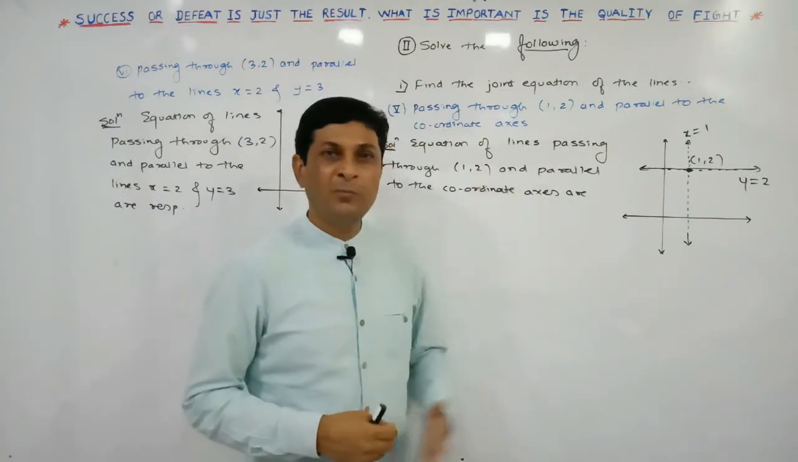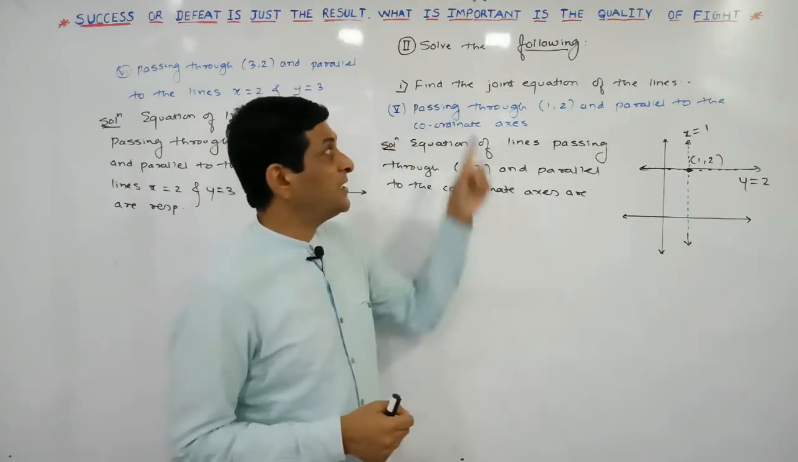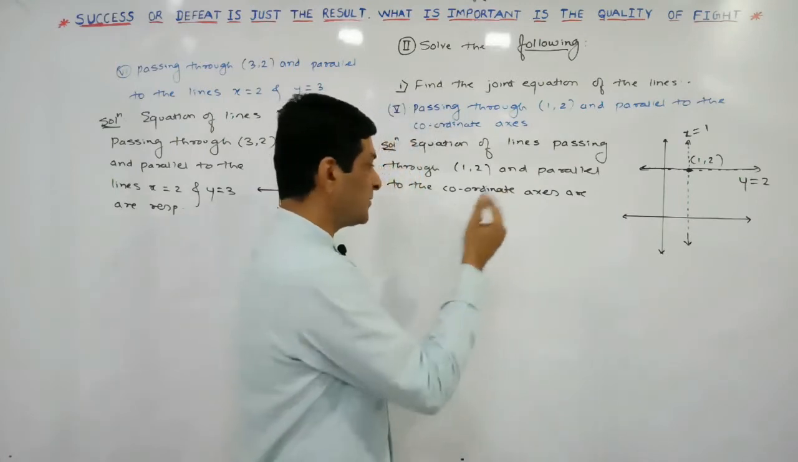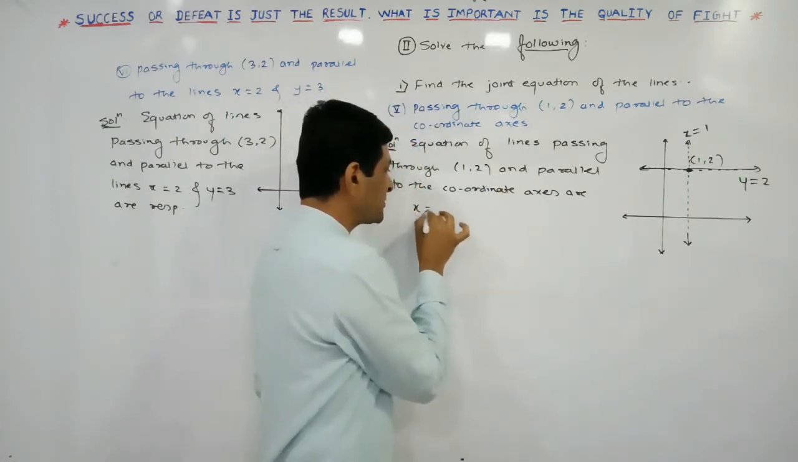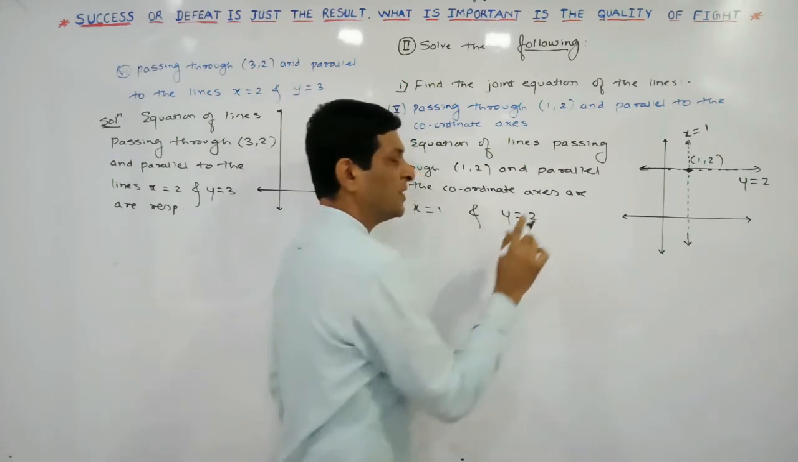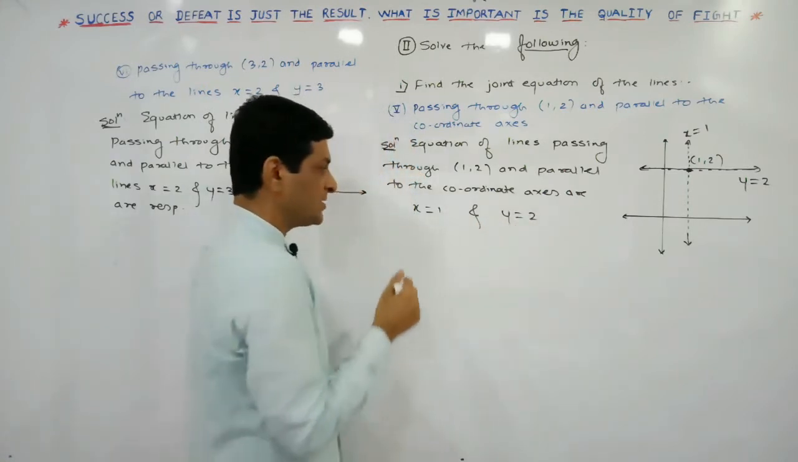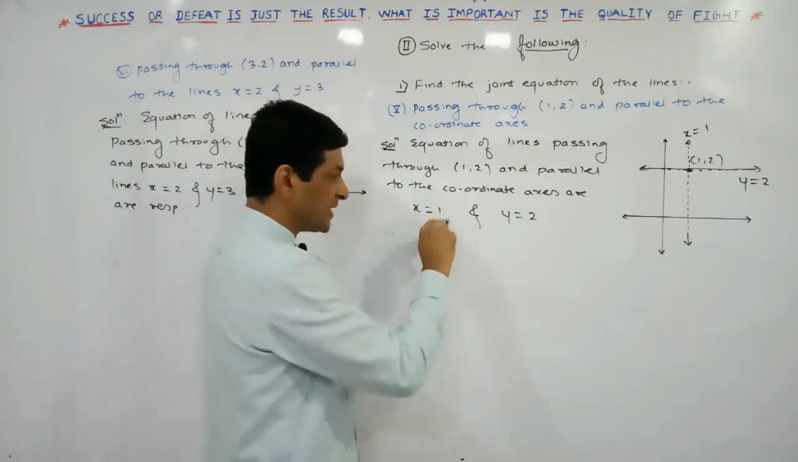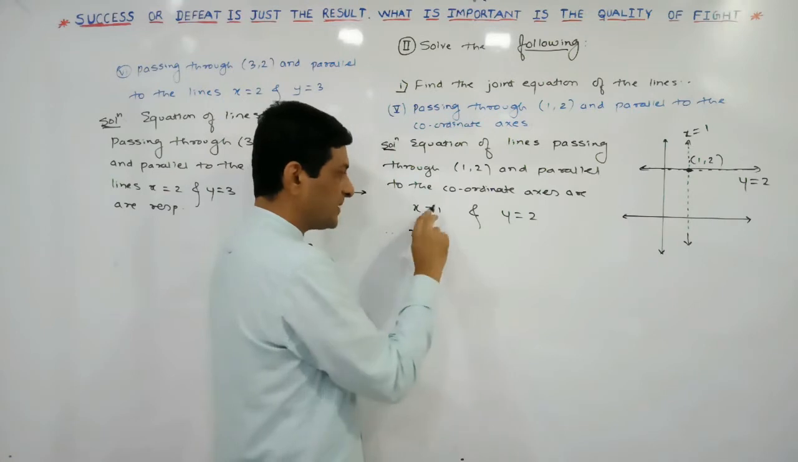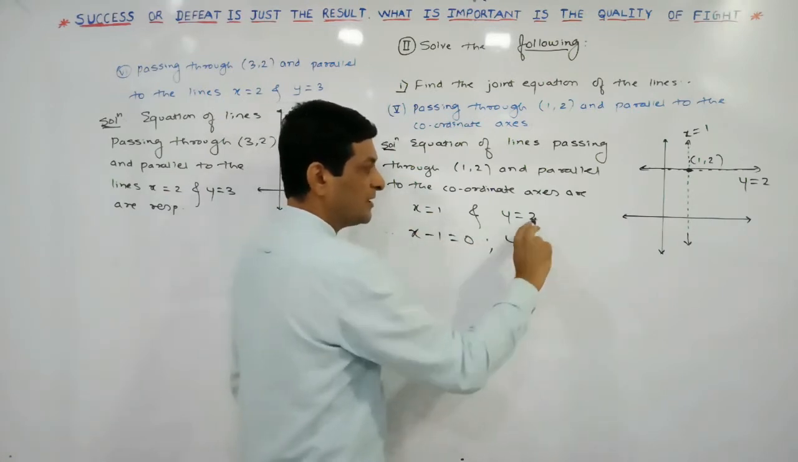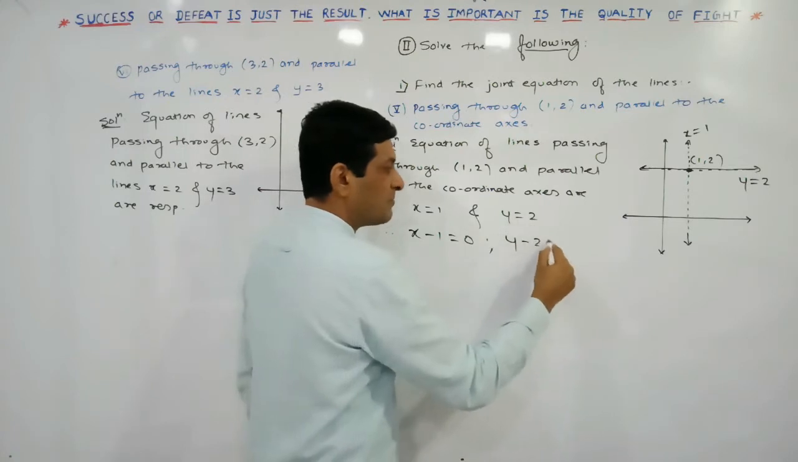Once the equations of both lines are known to us, by taking their multiplication we are able to find the required joint equation. So what is the equation of the first line? x equals 1, and the equation of the second line is y equals 2. To find the joint equation, the right hand side should be 0. So minus 1 on this side will become plus 1 on this side, minus 1 gives 0, and here plus 2 on this side will become minus 2.